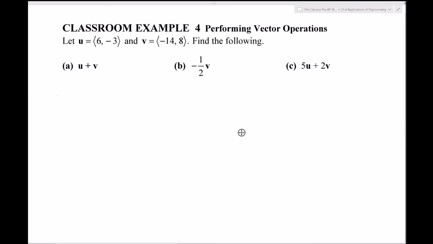What I'll start off with is rewriting what the definitions for u and v are: <6, -3> and <-14, 8>. Same order that it shows, so u first, then v second.